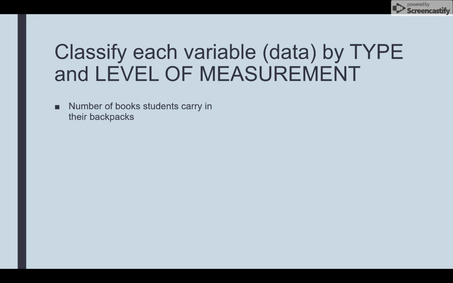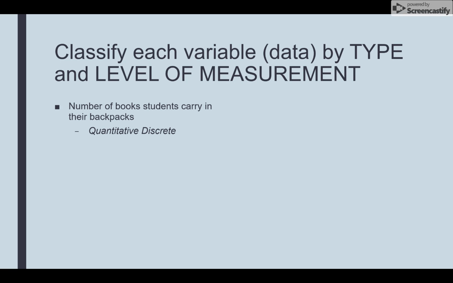The number of books students carry in their backpacks. Would it be qualitative or quantitative? Initially, the words "number of" jump out at me, which would imply it's quantitative. If it's quantitative, I need to think about, is it discrete or continuous? Since I'm counting the number of books, it would be discrete. So it is quantitative, discrete.